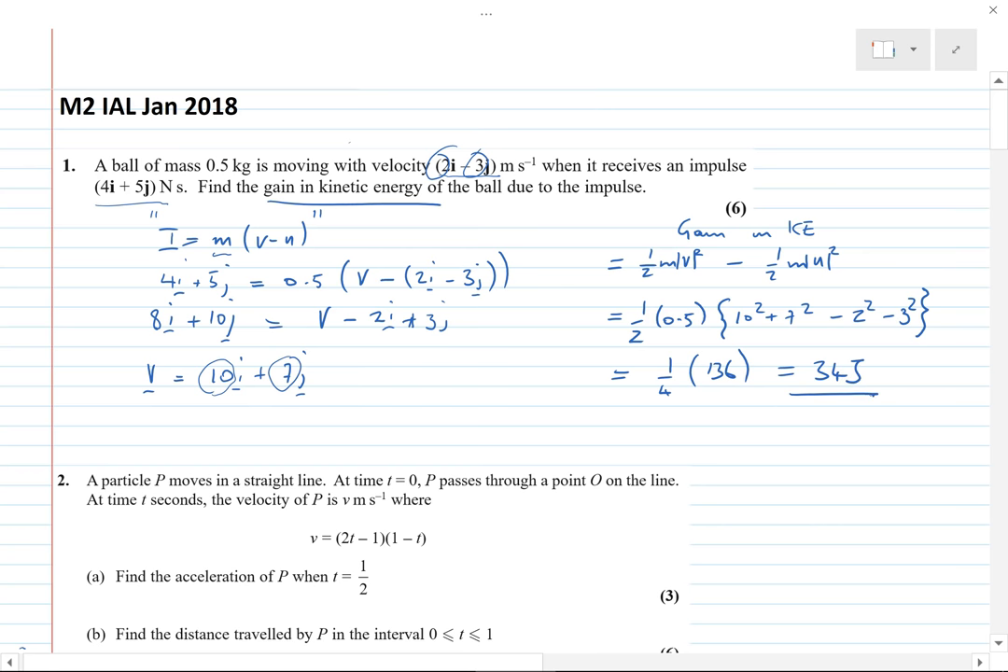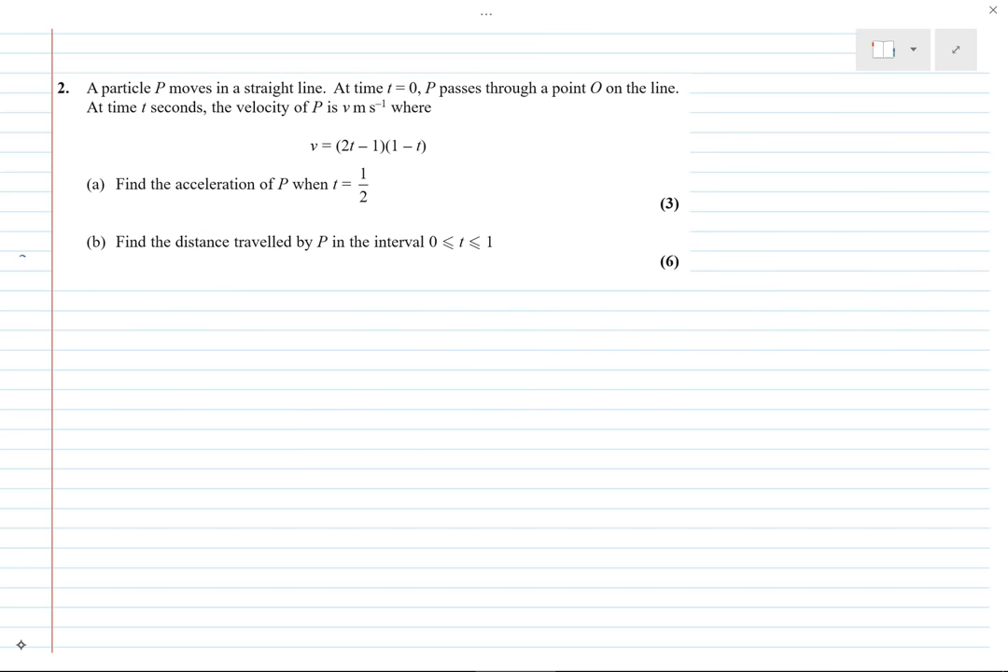Okay, not a bad first question. Look at question 2. Now question 2 is a variable acceleration question, variable velocity and all the rest of it. We're asked to find the acceleration when t equals a half. Well, acceleration is the rate of change of velocity.